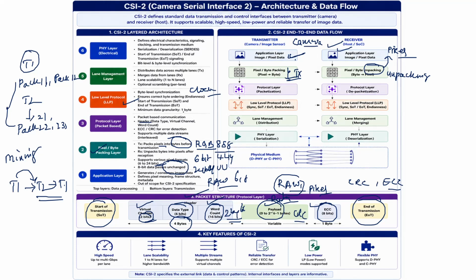And then on the transmitter side we are using the low level protocol for packetization, sorry, what is the purpose of the protocol layer: start of transmission and end of transmission, and synchronizing purposes. In the same way, the receiver side also uses it. Okay.